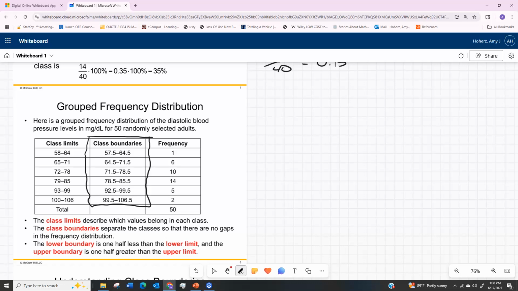So the class boundaries separate the classes so that there are no gaps in the frequency distribution. So if you were to happen to have a 64.2, you would now know where it goes. Also, the lower boundary is 1/2 less than the lower limit, and the upper boundary is 1/2 greater than the upper limit. So again, down a half from 58 gets you 57.5, up a half from 64 gives you 64.5. And this will make a lot more sense when we do the graphing.